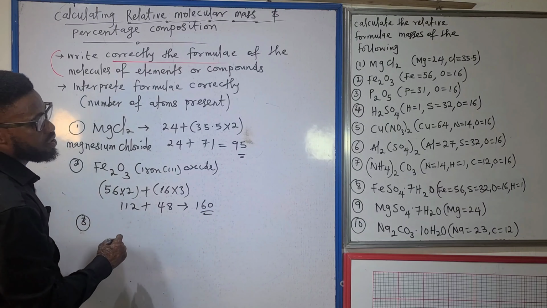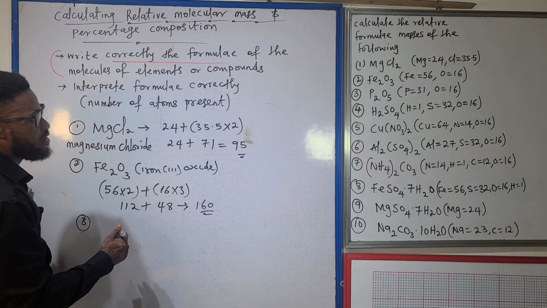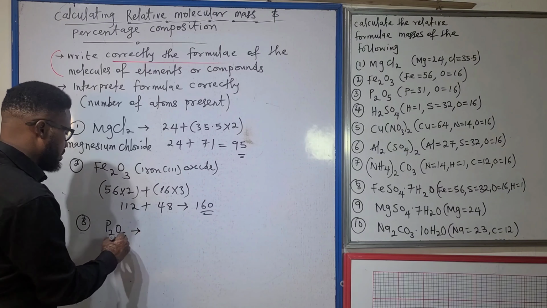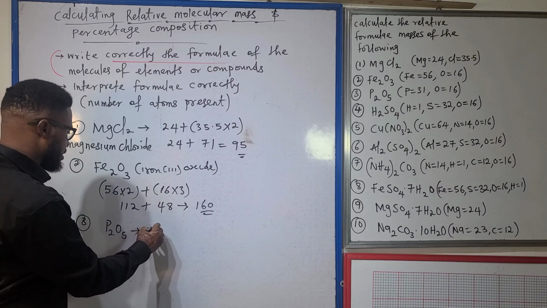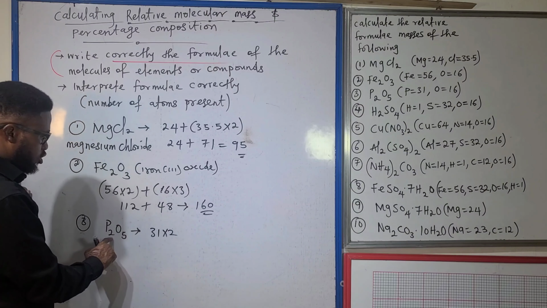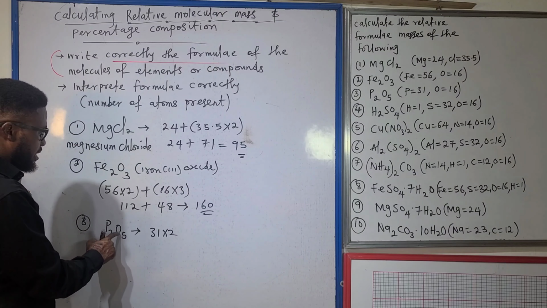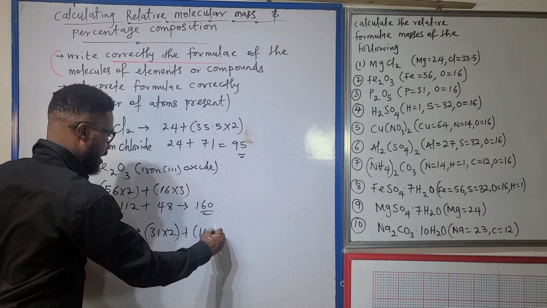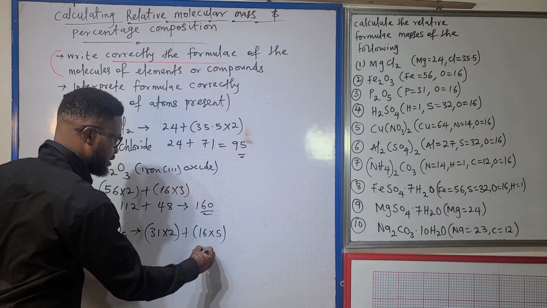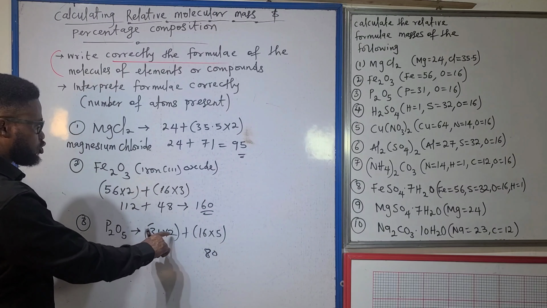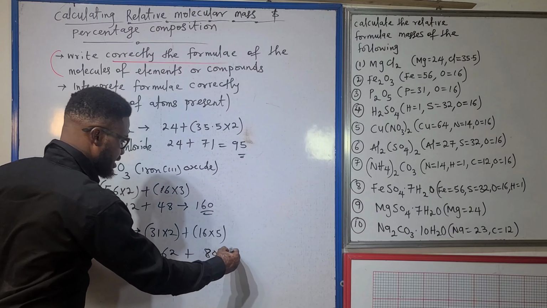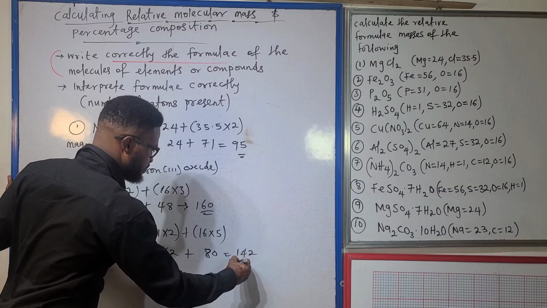Moving to question 3, we have phosphorus 5 oxide, P2O5. Phosphorus is 31, 31 times 2, it occurs twice, then oxygen is occurring 5 times, plus 16 times 5. 16 times 5 is 80, and 31 times 2, that is 62. 62 plus 80, that's going to give us 142.